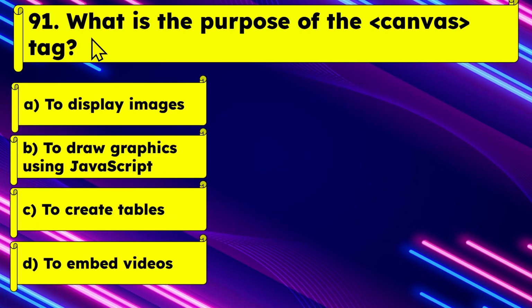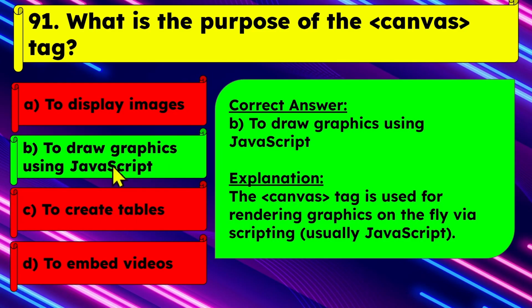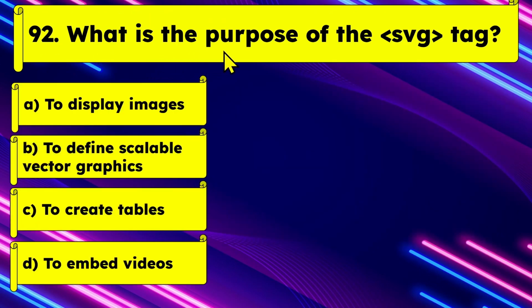Next question is, what is the purpose of the canvas tag? To display images, to draw graphics using JavaScript, to create tables, or to embed videos? So here the correct answer will be option B, to draw graphics using JavaScript. You can read the explanation which says the canvas tag is used for rendering graphics on the fly via scripting, usually JavaScript.